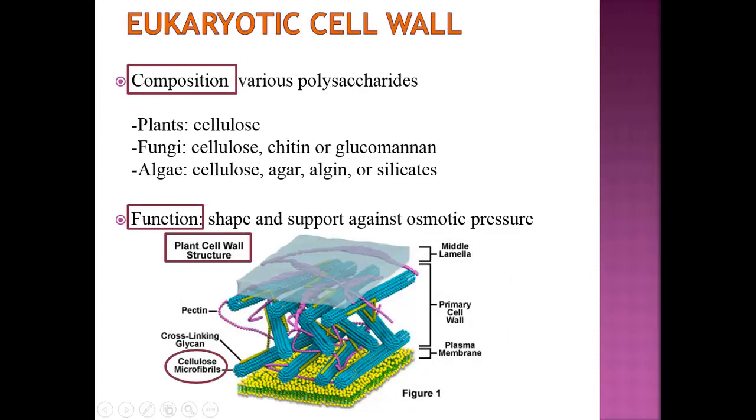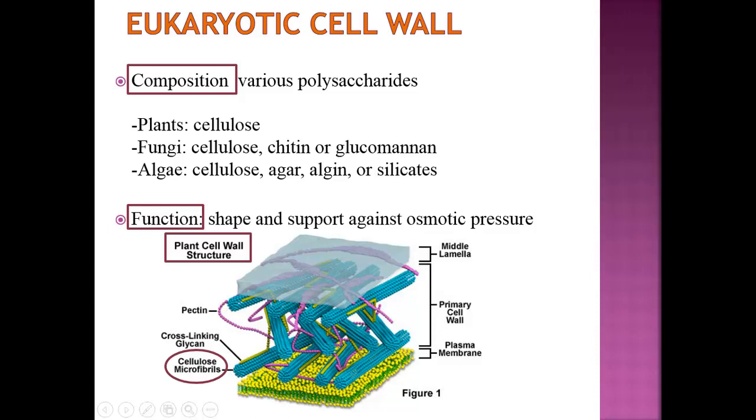Now that we have studied the external structures, let us focus on the cell wall. The cell wall is composed of various polysaccharides. In plants, it is made up of cellulose. In fungi, it is made up of cellulose, chitin, or glucomannan. In algae, it is made up of cellulose, agar, algin, or silicates.